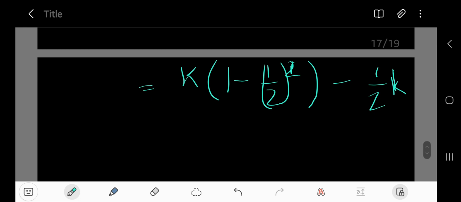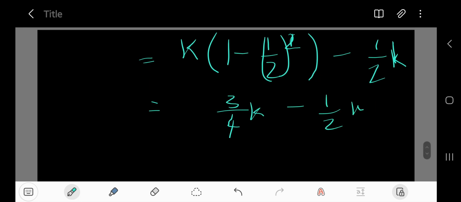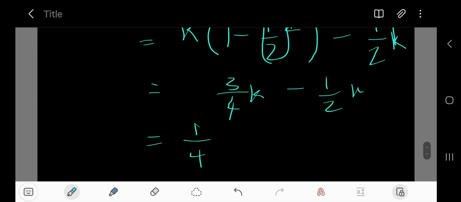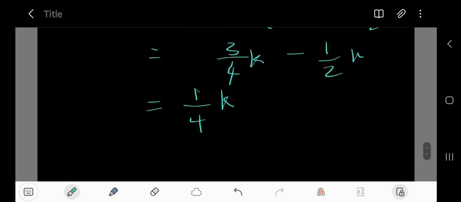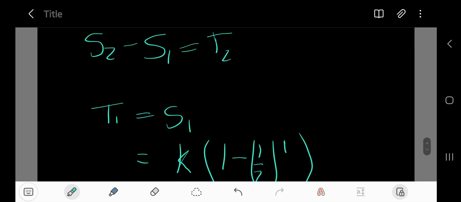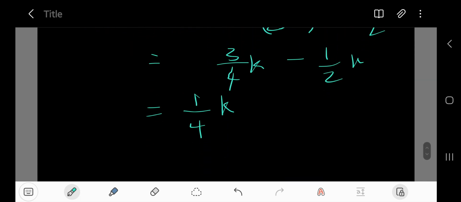Right? So yeah, look at this, guys. 1 over 2k there. So here we're going to have 1 minus 1 over 4. Right? 1 minus 1 over 4. That's going to give us 3 over 4k minus 1 over 2k, which gives us 1 over 4k. Right? So this is our second term. So we found the first term and we found the second term.